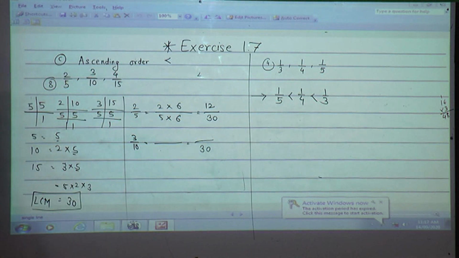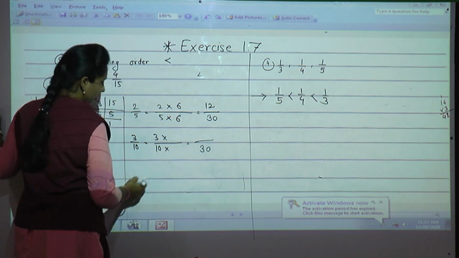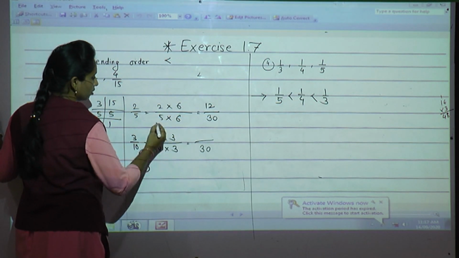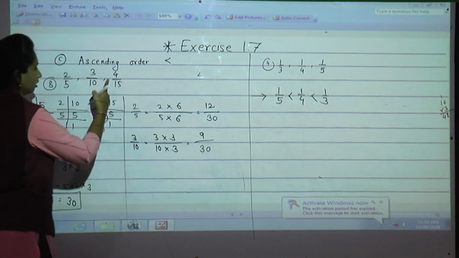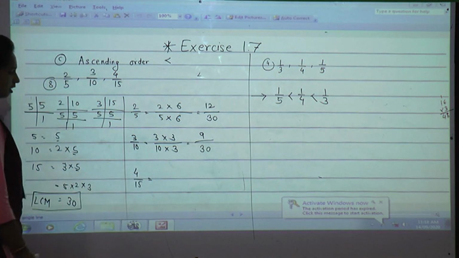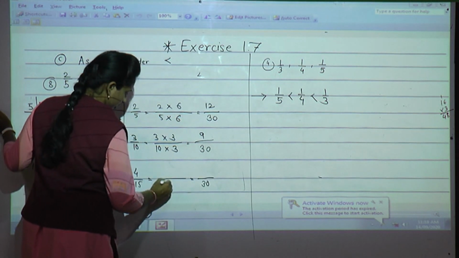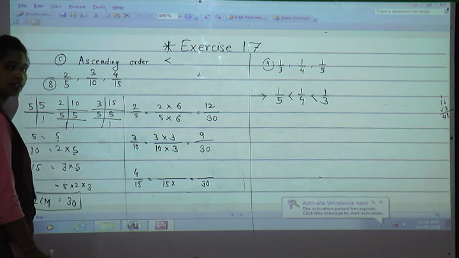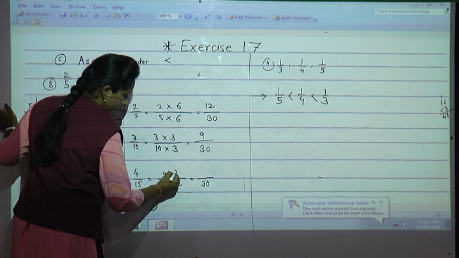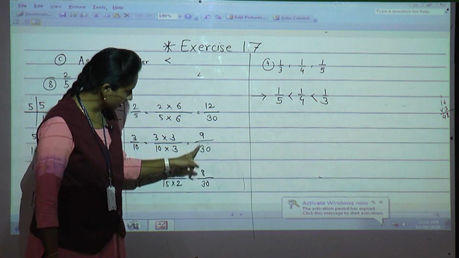First write the denominator 30. Write the multiplication for the numerator also. What 10s are 30? 10 3s are 30. So here also, 3 3s are 9. The next number, 4 upon 15. Now see, here 30 should come. Now 15, what 30? 15 2s are 30. So here 4 multiplied by 2. 4 2s are 8. Now the denominators are the same, 30, 30, 30.